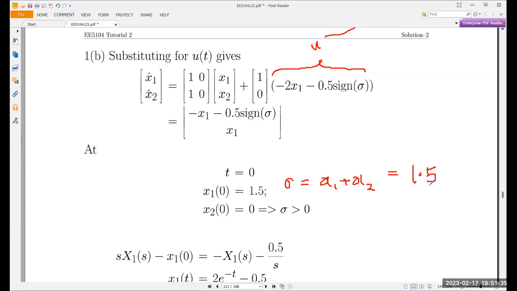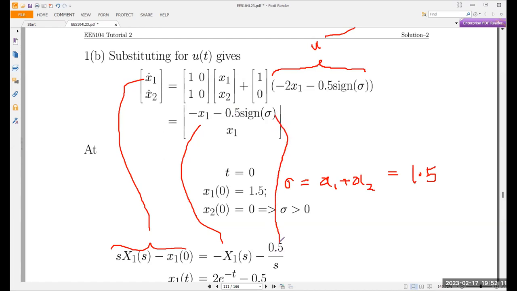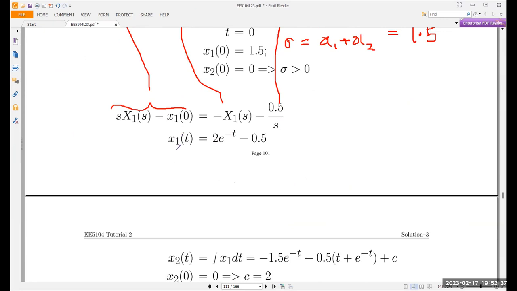So if you want to solve it, you take Laplace. First row, this Laplace is this. All right, take Laplace of x1 dot, you have to minus away the initial condition. Then Laplace of this is this. Because this is minus 0.5, Laplace of a constant is the constant over S. So Laplace of this is actually this. Okay, this is minus 0.5, sine is 1. So Laplace of minus 0.5 is just minus 0.5 over S. Then nothing much. Here you take the inverse Laplace of your X, you will get this.